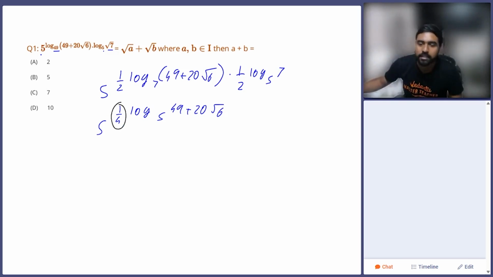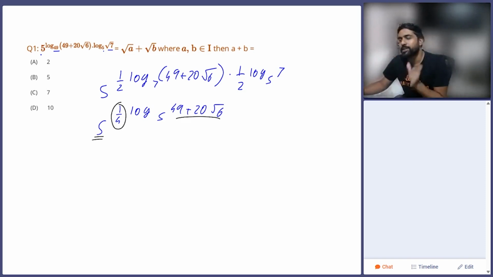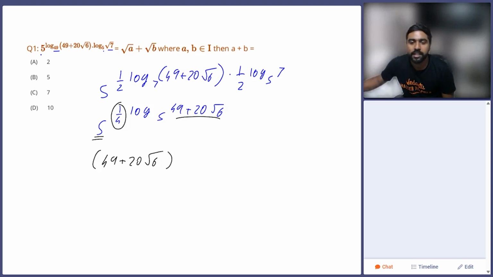We can send this power 1 by 4 over to the numerator and then use base change. Then you can interchange this 5 and 49 plus 20 root 6 power 1 by 4, and that will give you 49 plus 20 root 6 power 1 by 4 as the overall expression. Now we need to convert this into root a plus root b format. How can we do that?